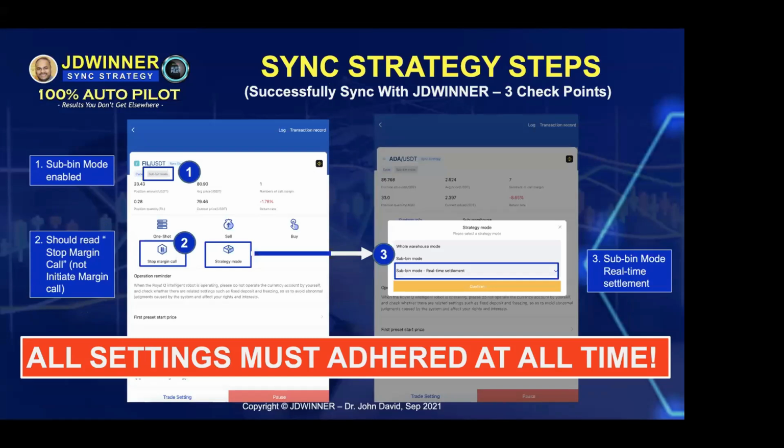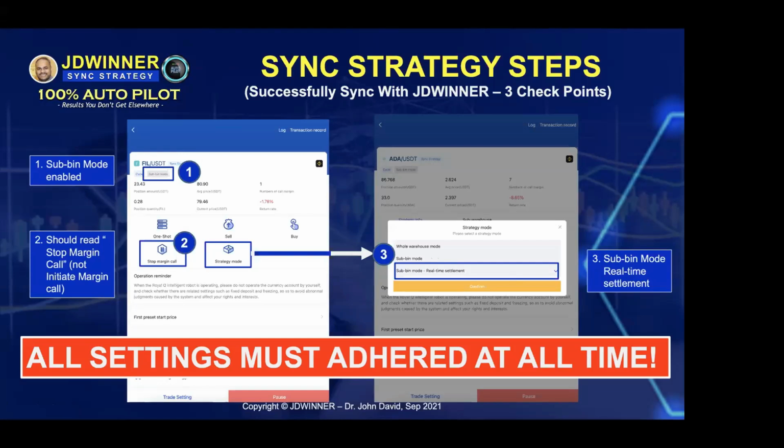Once you have seen the coins, make sure you get into them and check these 3 checkpoints. The first checkpoint is whether sub-bin mode is enabled. When I say sub-bin mode, you see over here, number 3, make sure it is always on real-time settlement, not under sub-bin mode. It must be under real-time settlement, because every time the bot closes, the bot will settle, meaning it will settle the payment. If you put it under sub-bin mode, it will not settle until the whole warehouse is clear. Please understand that. That's why some people don't see the profit. They say the bot keeps buying and selling, but where is the profit?